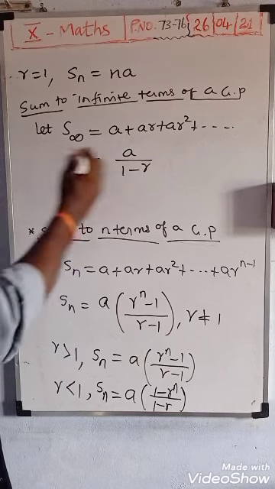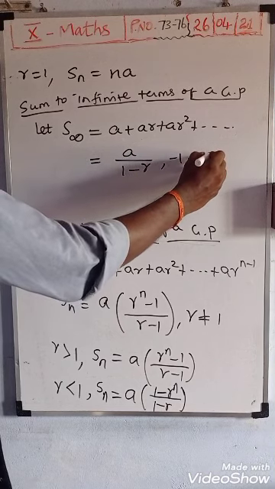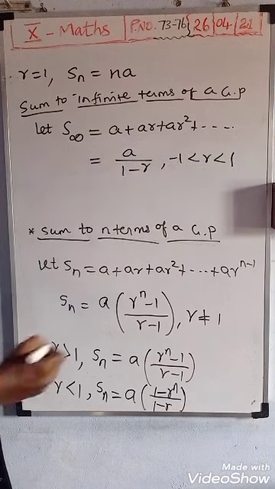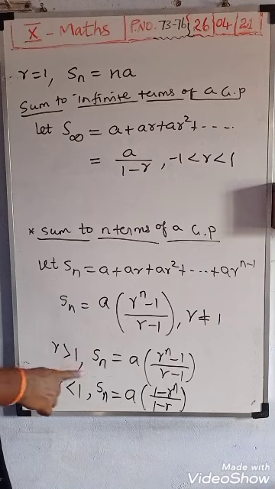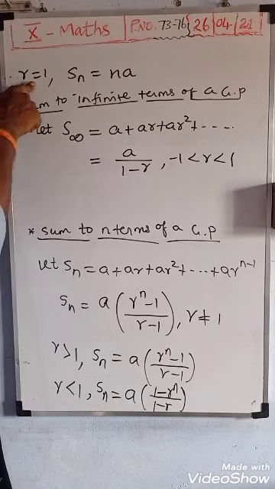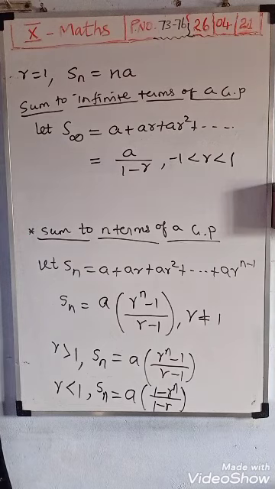Here the r condition is minus 1 is less than r, which is strictly less than 1. In between only, minus 1 to 1, you will get the r value. So not more than 1, not less than minus 1. So the sum of infinite terms of a GP is S infinity equals a divided by 1 minus r. There are four formulas here: r greater than 1 means this, r less than 1 means this, r equal to 1 means na, and S infinity means a divided by 1 minus r. Using these four formulas we are going to solve the exercise problem.